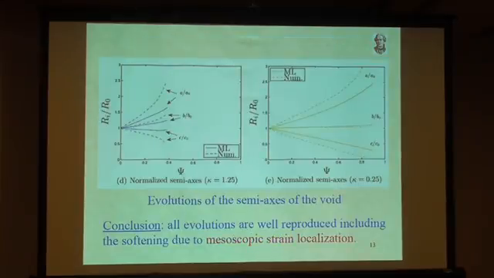And this is the evolution of the three axes here, Ri divided by the initial value of the axis, in two different cases. The model (ML means the model, of course, and num means the numerical results) reproduces the evolution of the three different axes not too badly. So the conclusion is that all evolutions are well reproduced, including the softening due to mesoscopic localization.